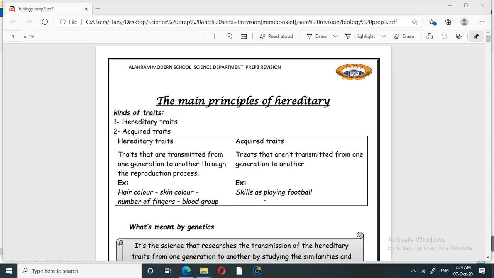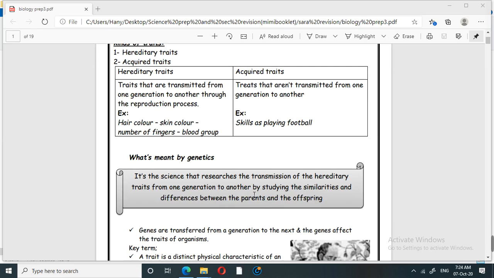What controls these traits? These traits are controlled by something called genes found inside the structure of our cells. The branch of science that deals with these traits is called genetics. So what is genetics? Genetics is the science that researches the transmission of hereditary traits or characters from one generation to another generation. How? By studying the similarities and differences between the parents and the offspring.